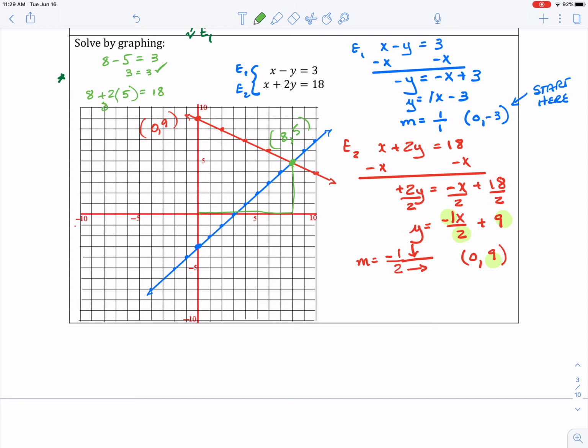And of course, this is 8 plus 10. All right, so I've got a check in both of those equations. All right, so I think that's a good spot to stop for a minute.